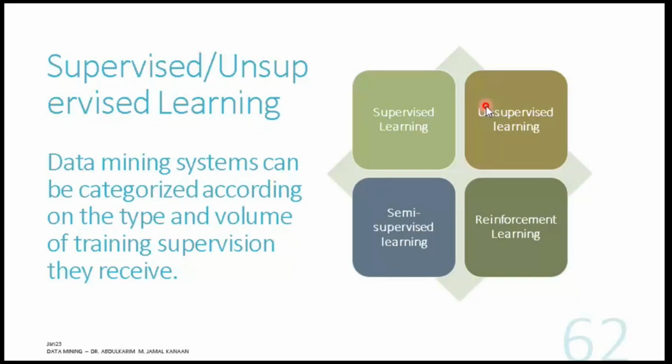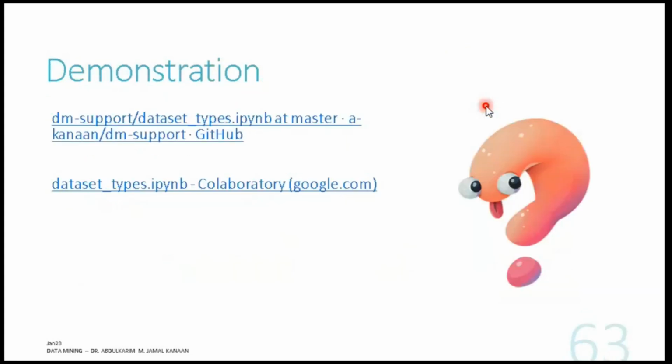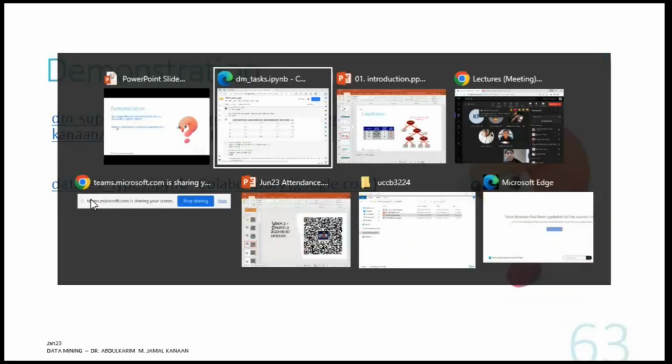Semi-supervised is where the majority of the data is unlabeled, but a few instances are labeled, like the partially labeled example. You remember? Inside Colab, I showed you cases of partially labeled data, where the majority of the data set is unlabeled and you just have a few labeled instances. So this is called semi-supervised. Reinforcement is something different. Anyway, I'll show you an example. For demonstration purposes, you can go to the DM support GitHub and check the data types file.